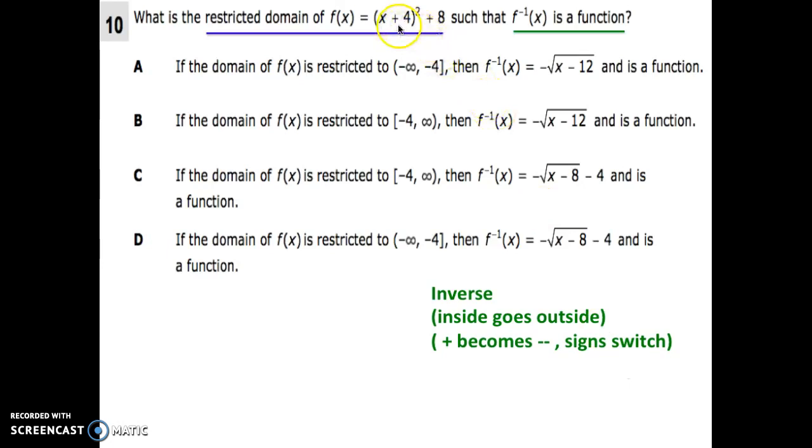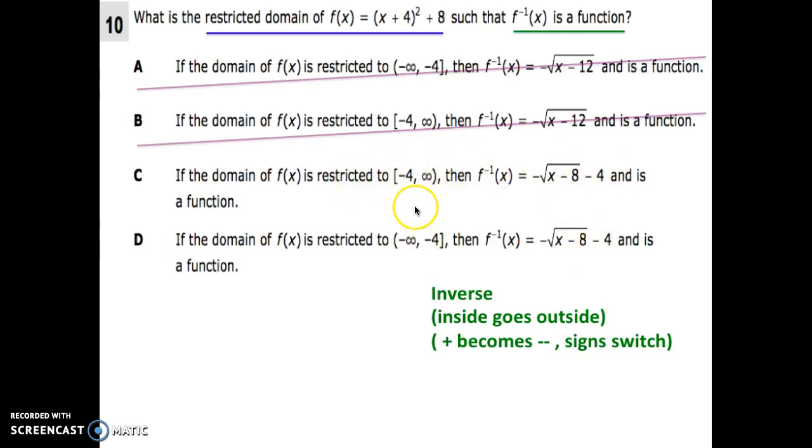So +4 on the inside becomes -4 on the outside. +8 on the inside becomes -8 on the outside. So these -12 ones here are in no way going to be our answer. So A and B are out. But now both of these are the exact same equation, so that's not very helpful. But they have different restrictions.